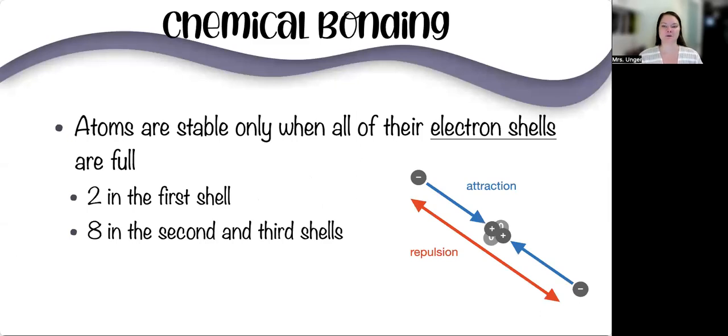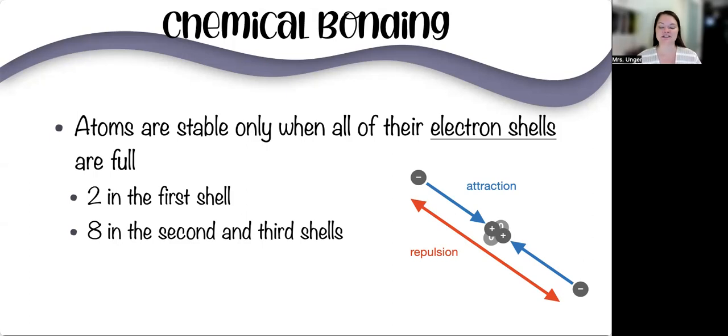So let's go forward to looking at chemical bonds. Atoms are going to be stable only when all of their electron shells are full. We mentioned this a moment ago. And the reason for that is because that's the point at which there's a balance between the attraction of the electrons to the nucleus and the repulsion of those electrons to each other. So kind of like a rubber band, if you pull it, you've added potential energy. If you squish it, you've added potential energy. But when it's the most stable is when it's just kind of laying there, not stretched, not squished. The atom is going to act the same way.